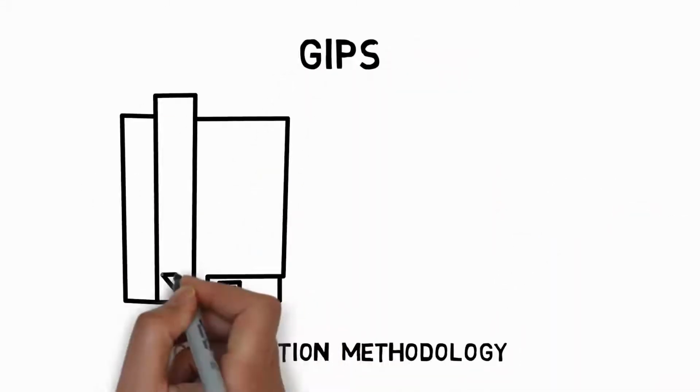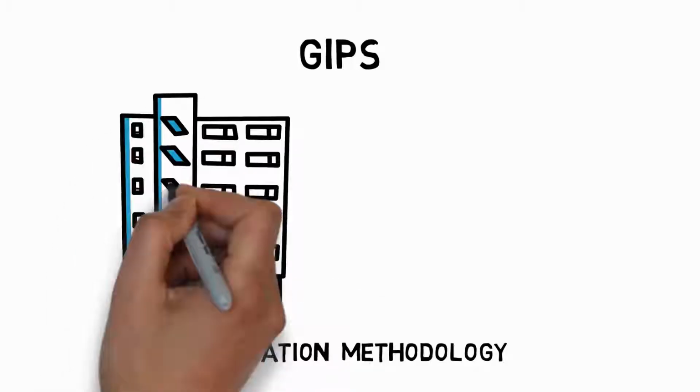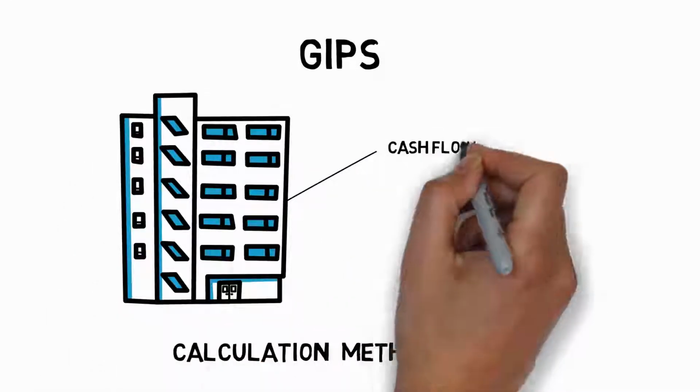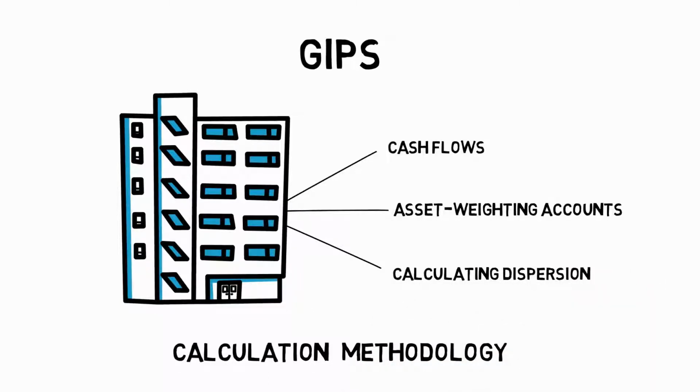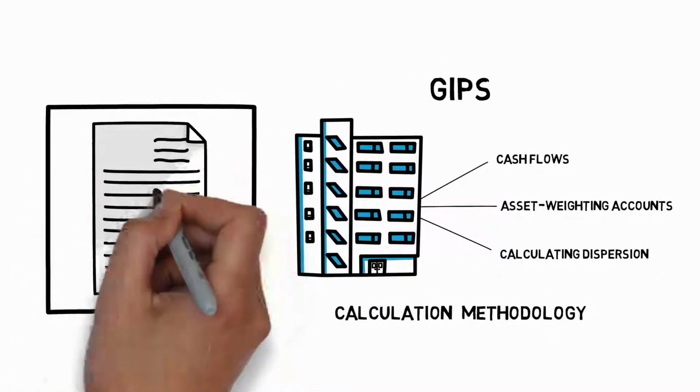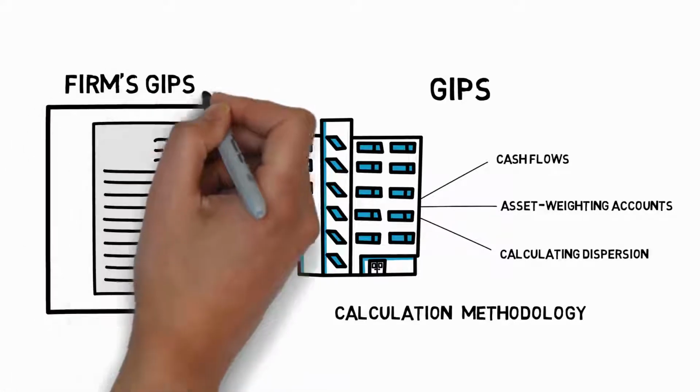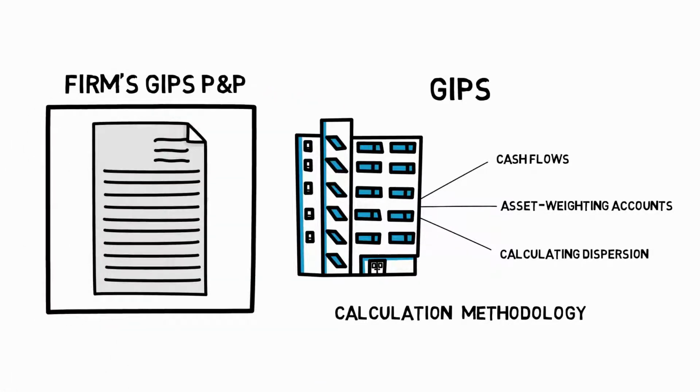Calculation methodology. While GIPS provides a framework for how to calculate performance, firms may have different methods for handling external cash flows, asset weighting accounts, calculating dispersion, etc. The specifics of the methods used must be documented in the firm's GIPS P&P.